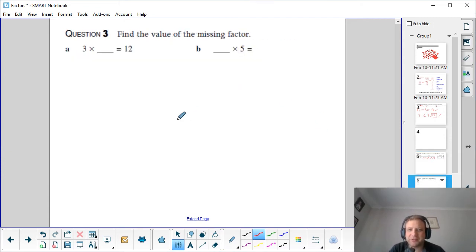All right, question 3 shouldn't pose too many problems for you guys. We just got to find the number that goes in here to make the number at the end. 3 times something is 12. It is just worth knowing as you're doing this, so this is actually algebra, right? We have an unknown here we're trying to fill in, right?